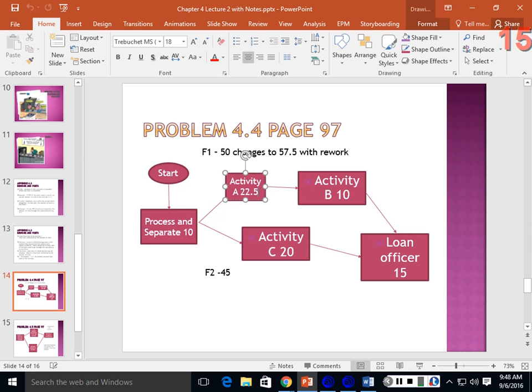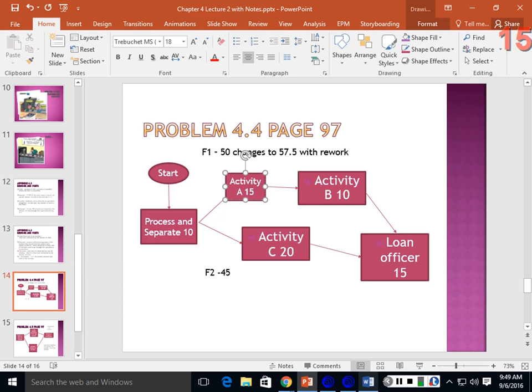That processing and separating takes 10 minutes. F1 requires activity A for 15 minutes, and then activity B for 10 minutes, right? And then F2 requires activity C for 20 minutes. And they're combined, and then it takes 15 minutes for the loan officer. Okay, so we've drawn our process flow chart.